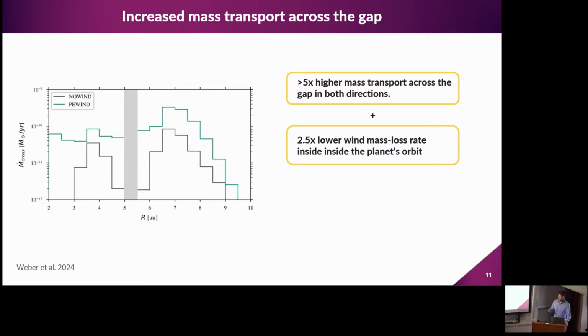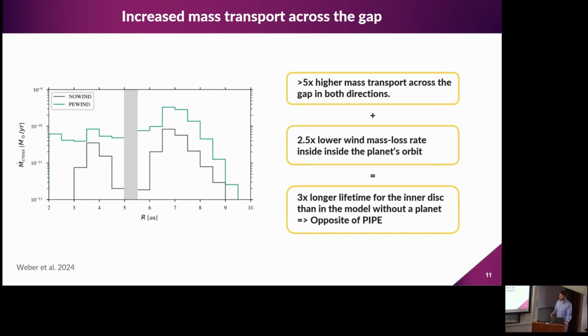This means that we have more material available in the inner disk in general, so the inner disk will live for longer. Now, if you remember this pipe effect, when the inner disk is completely gone, we will quickly photoevaporate the disk away. But now that the inner disk lives longer, it means the entire disk will live longer, which is completely the opposite of what we would have expected from this pipe effect. So we find about a 3 times longer lifetime in this particular model compared to the case without a planet.